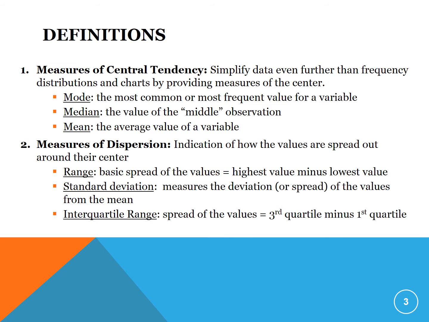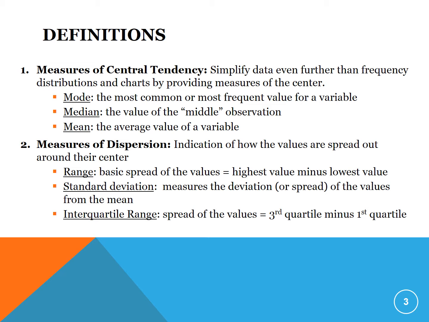Definitions, yay! So we have two measures that we're looking at in this lecture: measures of central tendency and measures of dispersion. Central tendency helps us to simplify data even further than frequency tables and charts by providing measures of the center. So we can look at the center in terms of the most common value given for that variable. We call that a mode. We can look at it in terms of the median, which is the middle value, the middle observation.